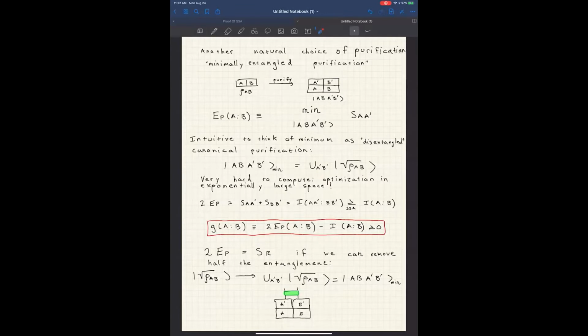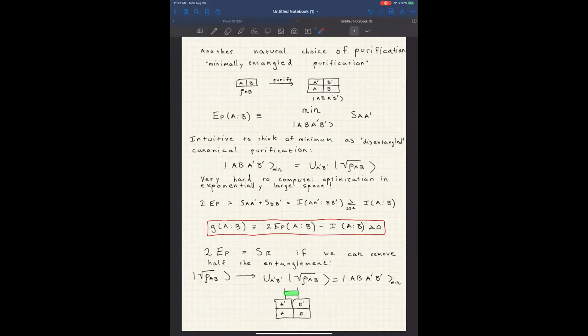This makes it clear why it's very hard to compute, both theoretically and numerically. The entanglement of purification, unlike SR, is framed as an optimization problem. You need to minimize this nonlinear quantity over a space of unitaries acting on a many-body Hilbert space, so it's exponentially large.